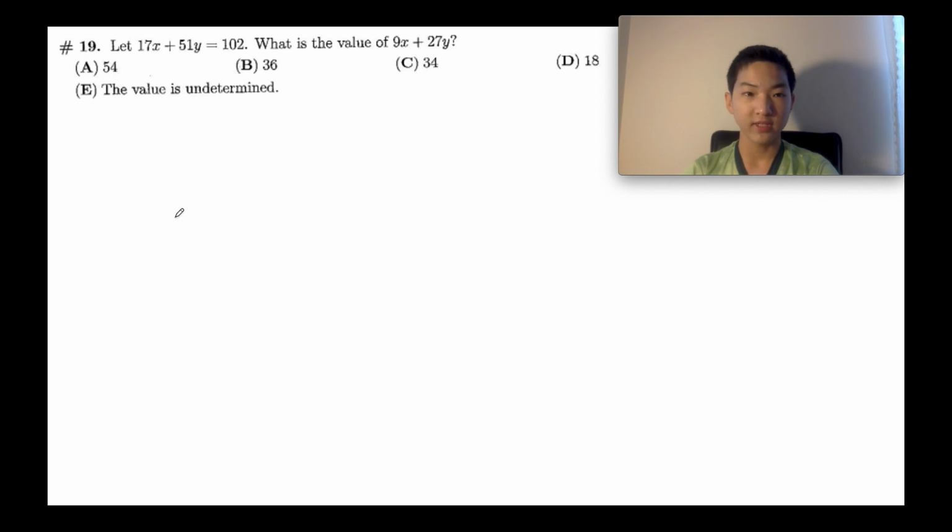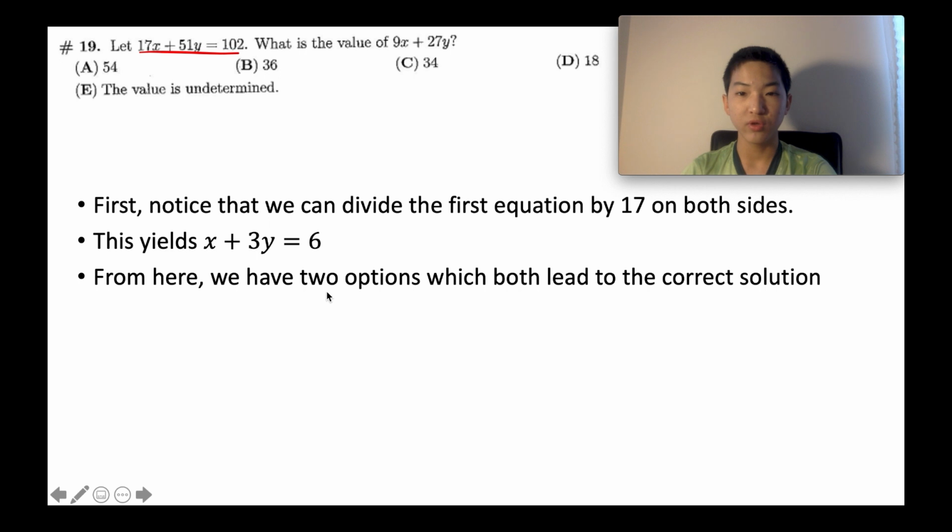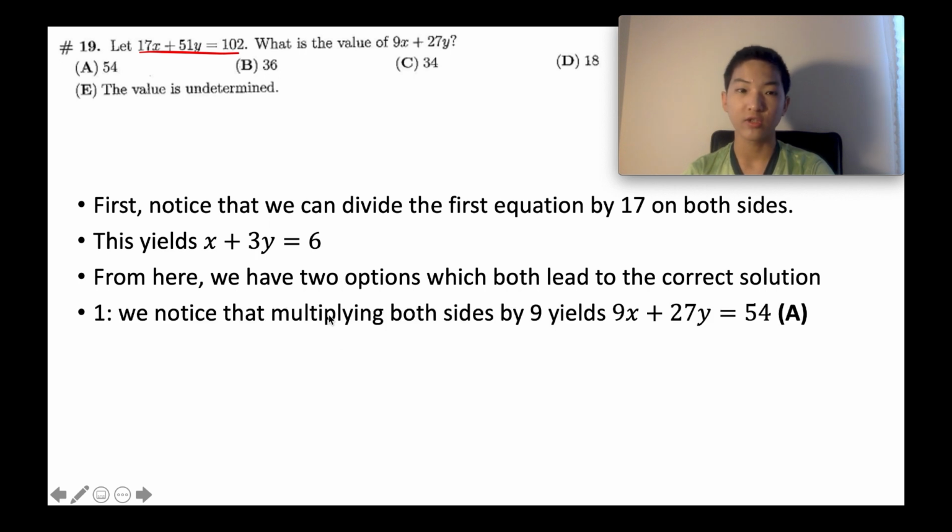Next we have problem 19. So first notice that we can divide this first equation, this one on the left, by 17 on both sides. This yields x plus 3y equals 6. From here, we have two options which both lead to the correct solution. For option 1, we notice that multiplying both sides by 9 yields 9x plus 27y, which is equal to 54, which provides the value of 9x plus 27y to be A.